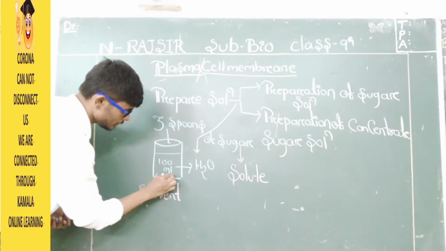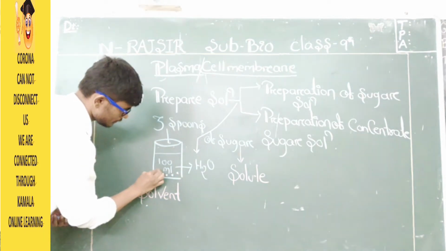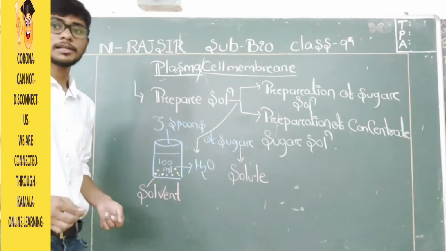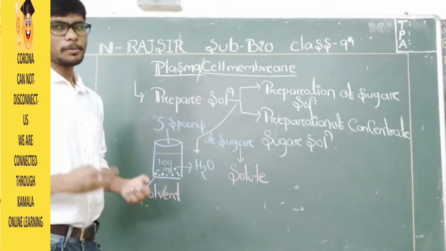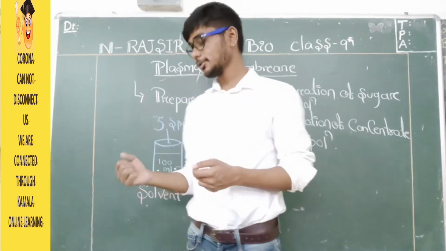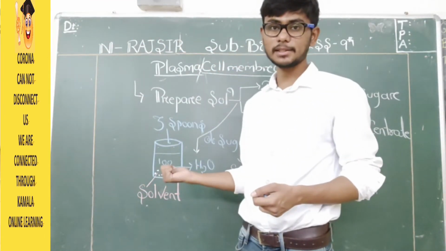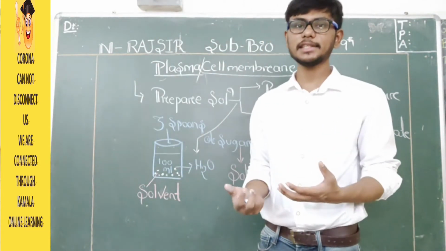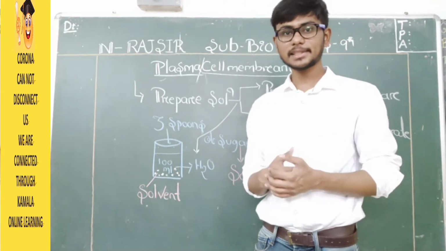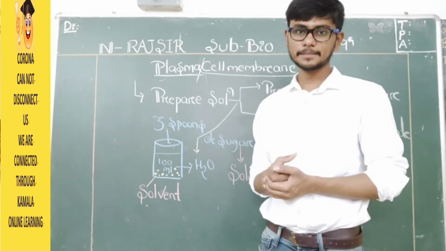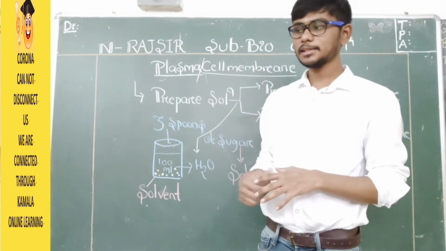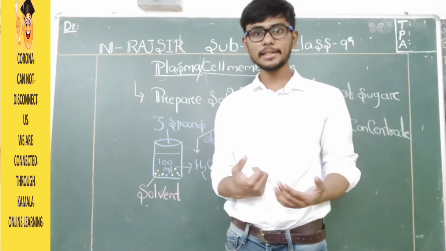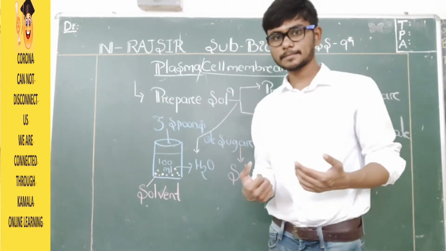You will find a little amount of sugar that's left undissolved. No matter how much you try, you will see that sugar is not dissolved in that 100 ml of water. That means now the water has lost its capacity to accept more sugar solute in it. So in this case, this particular solution is said to be a concentrated sugar solution.